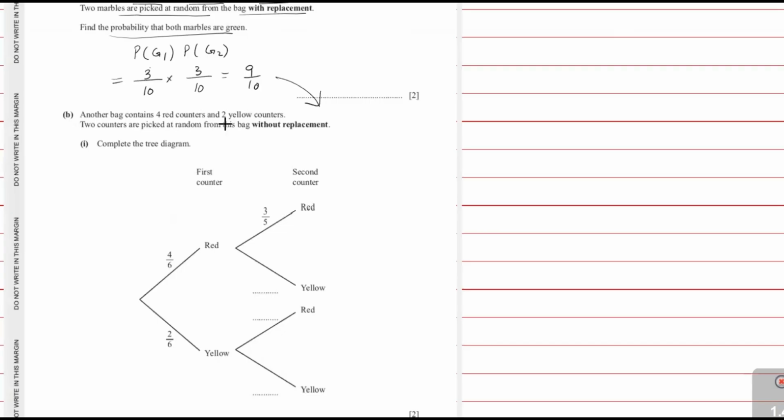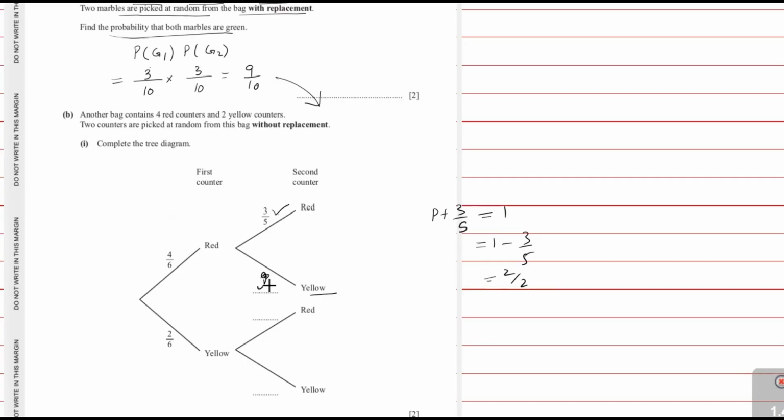4 red counters, 2 yellow counters. 2 counters are picked at random from the bag without replacement. Complete the diagram. Look here, this is the first counter and this is the second counter. These are the probabilities given here. We have to calculate the probability of a yellow counter. Look here, this is 3 over 5 and we suppose this probability is P. Therefore, P plus 3 over 5 equals 1, because the sum of probabilities is equal to 1. Therefore, this value equals 1 minus 3 over 5, which is equal to 2 over 5.